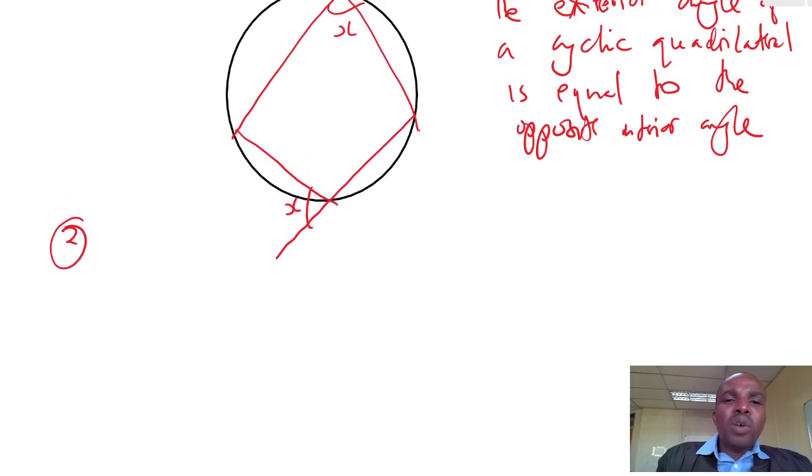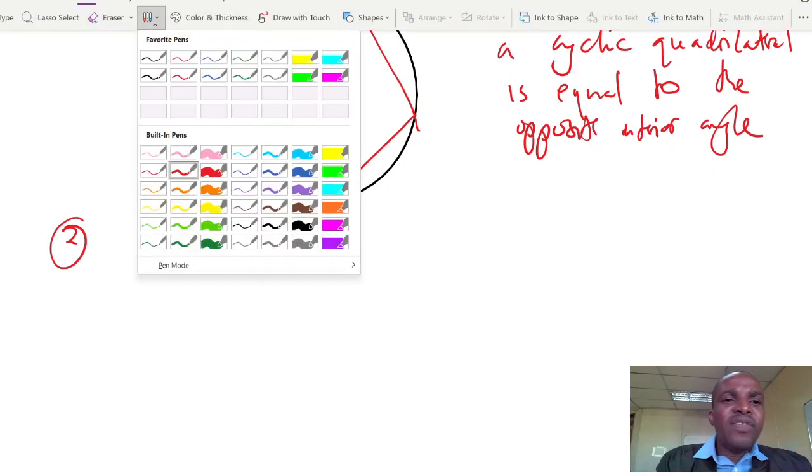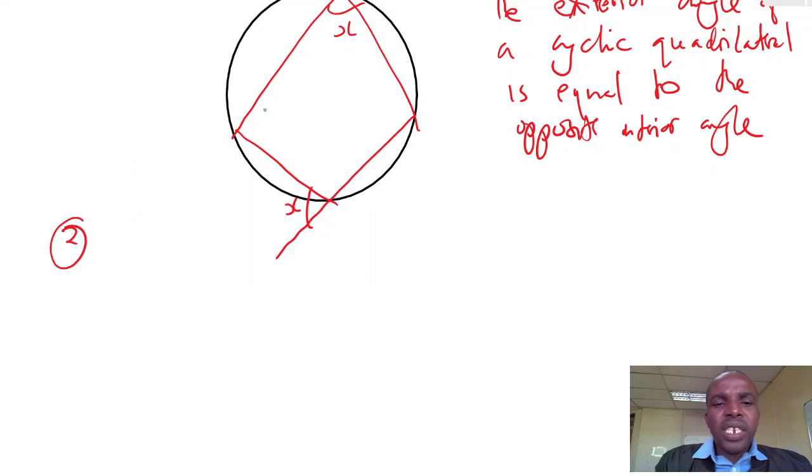You can also develop this side. Let me use a different ink. If we develop this side, then this one will be the exterior angle, it's y. The angle opposite this one is this one. It will also be y. Take note of that part.